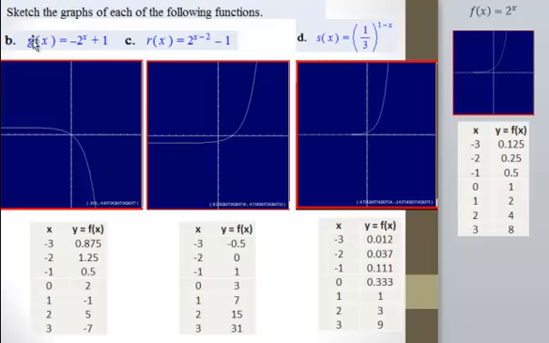Have a look at these three. We're looking at B, C, and D here. There's a lot of information on this page, so let's see what we have. This is just our reminder over here. You can pause and have a look at it if you like.